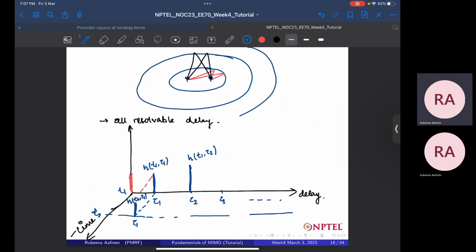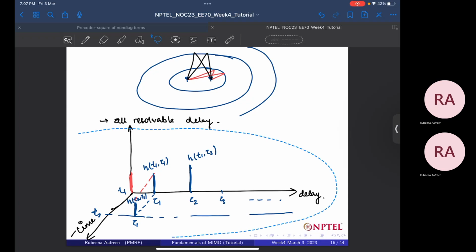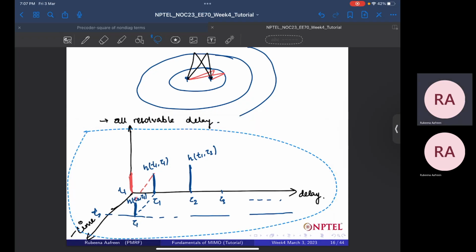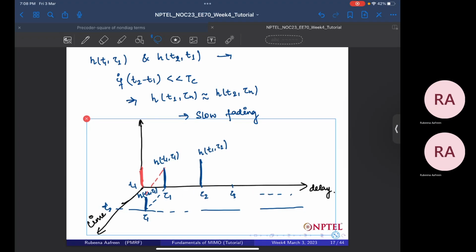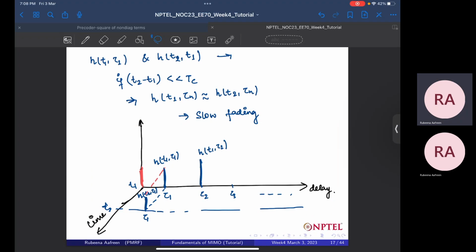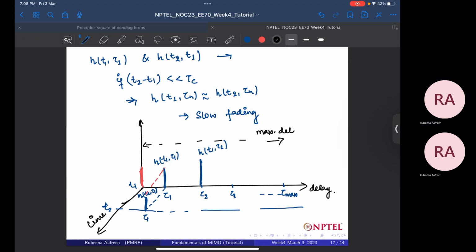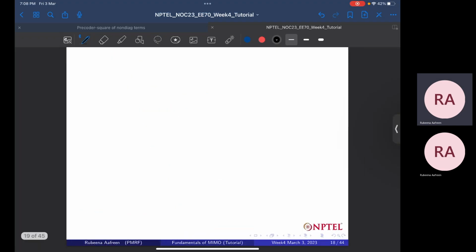Now we see this power delay profile again. Here three things we will have to study. Suppose this is tau max, so this will be the maximum delay spread. Now we will see average delay spread and RMS delay spread.